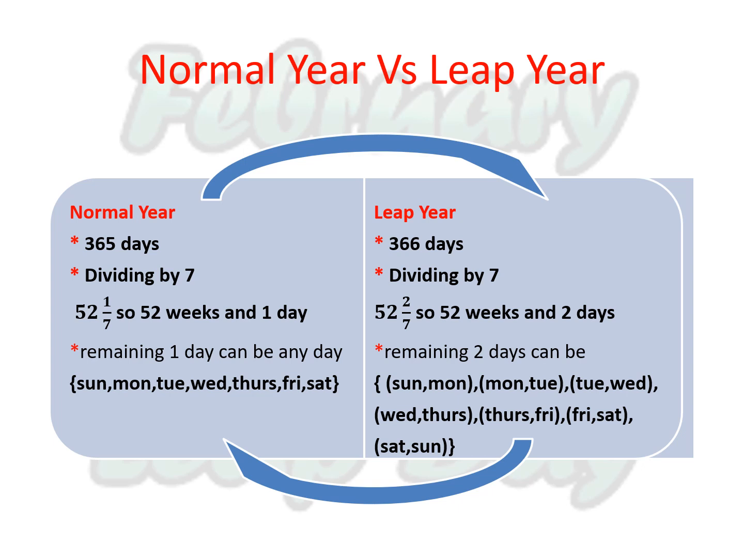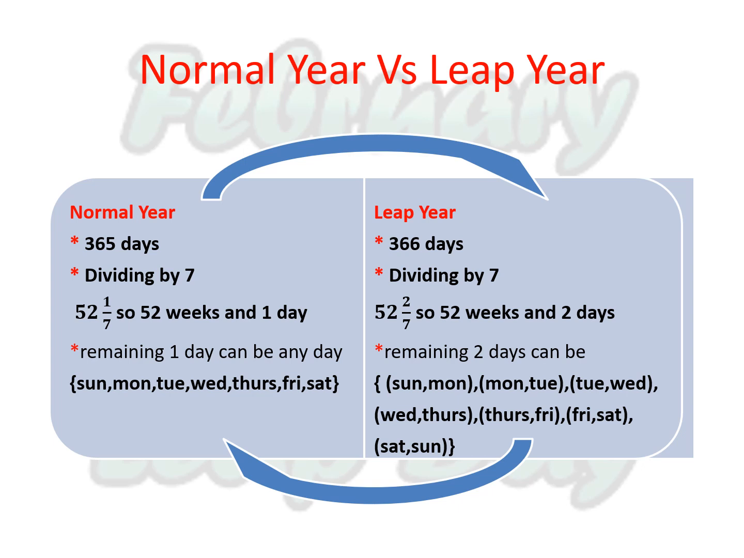Let us see the difference between normal year and leap year. In a normal year we have 365 days, while in a leap year we have 366 days. When we divide by 7, we get in a normal year 52 and remainder 1. That is 52 weeks and 1 day. So the remaining 1 day can be either Sunday, Monday, Tuesday, Wednesday, Thursday, Friday or Saturday.